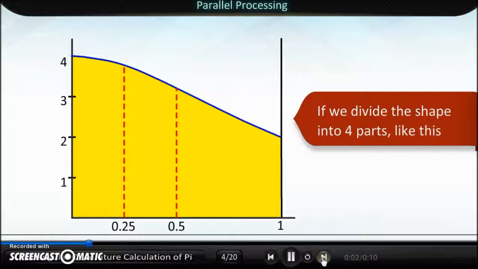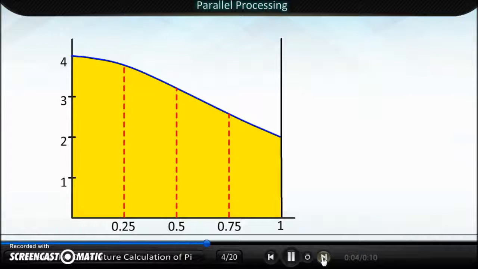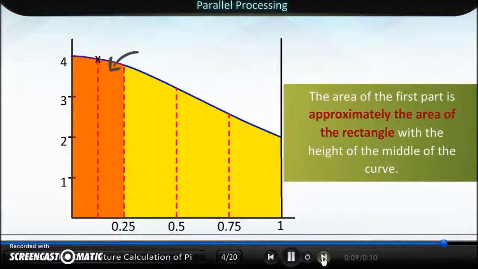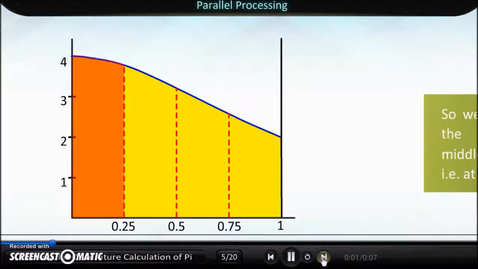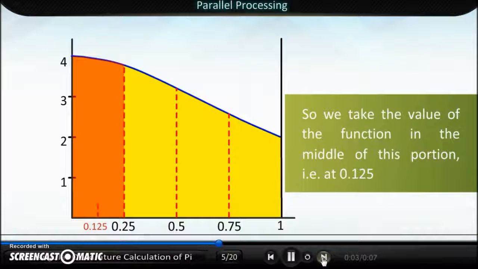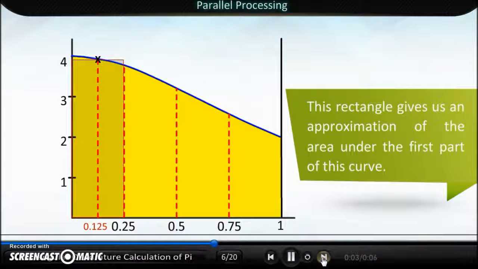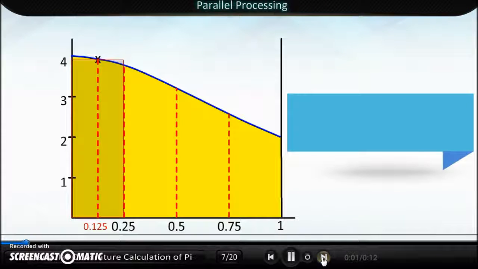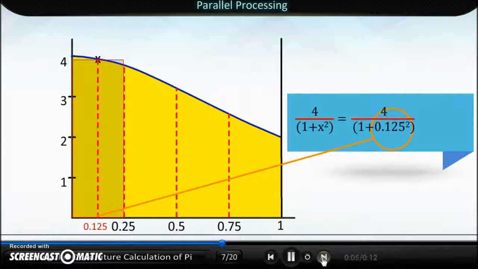If we divide the shape into 4 parts, like this, we take the value of the function in the middle of this portion, that is, at 0.125. This rectangle gives us an approximation of the area under the first part of this curve. The height of the rectangle is calculated by replacing x with 0.125 in the formula. The result is 3.9384.